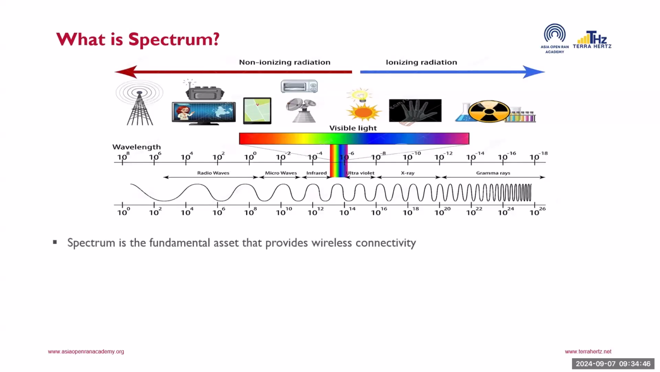Okay, so spectrum is a fundamental asset that provides wireless connectivity, and it is an invisible electromagnetic wave generated by a radio transmitting device. Now, for ECE students or professionals, what type of electromagnetic wave is visible to us? Ano yung electromagnetic wave na nakikita natin? Can you type in? Ano yung electromagnetic wave na ating nakikita? Do we have something na electromagnetic wave na nakikita natin? You can type in sa chat box.